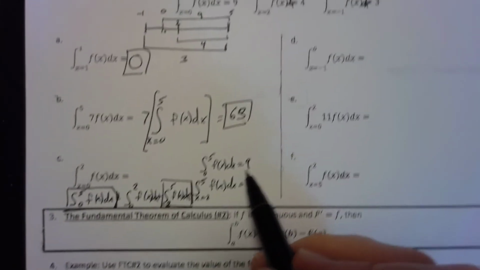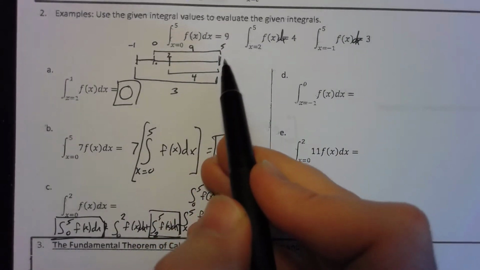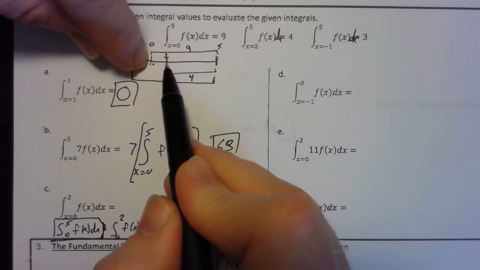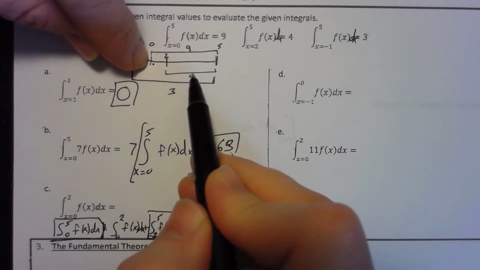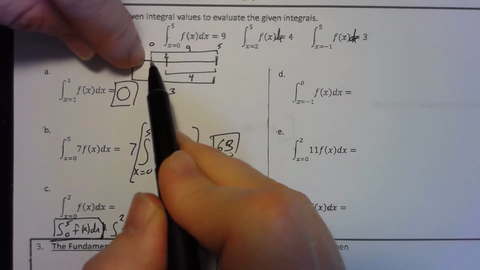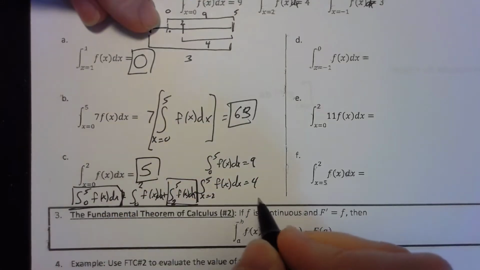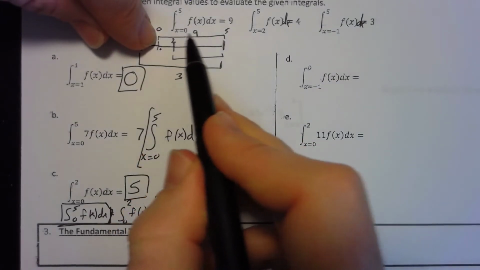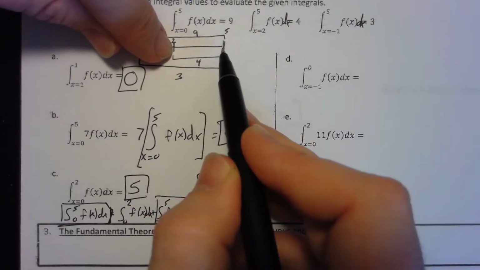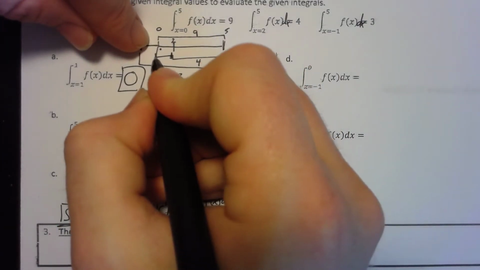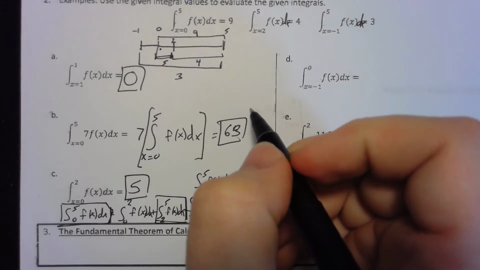In other words, I know the area from here to here is 9, the area from here to here is 4. Well, that means that this space right here has to be 5. Otherwise, 5 plus 4 wouldn't be 9, and therefore this area from 0 to 5 wouldn't be 9. So I know that that area has to be 5 because this total area 9 minus this space here 4 gives me 5 for this remaining spot. And I'm going to go ahead and put that into my little graph.